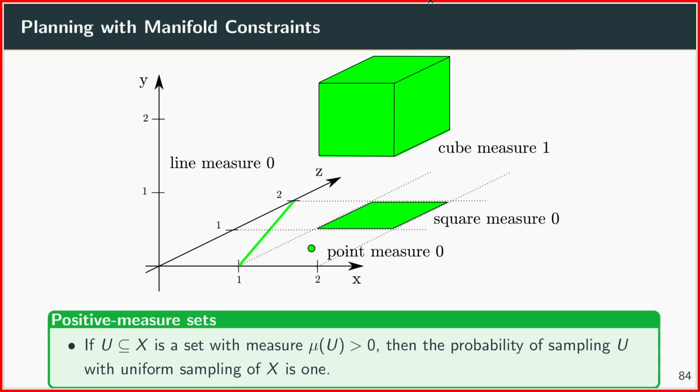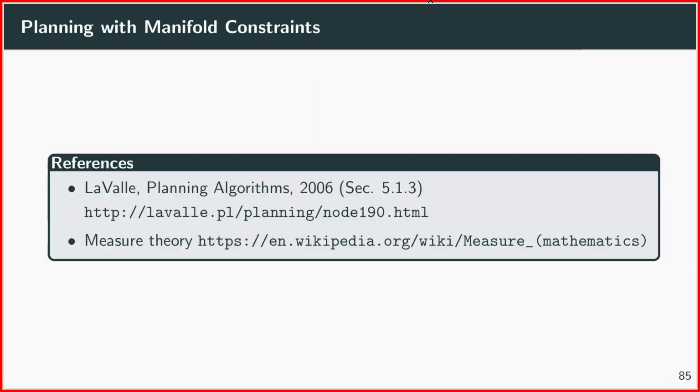And this is in contrast to positive measure sets, where you have a set where the measure is bigger than 0, and then the probability of sampling this actually becomes 1 if you just apply uniform sampling. So whenever you have at least some kind of volume in your space, then when you sample it, at some point, if you have an infinite sampling sequence, you will at least sample it at one point, and the probability of that is actually 1. So that is a big difference between them. And here are also some nice references if you want to know more about measure theory and how you compute measures.